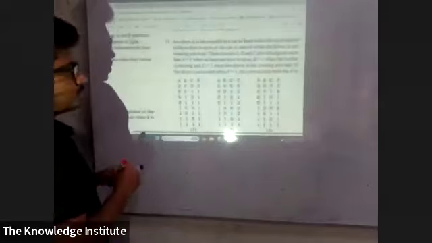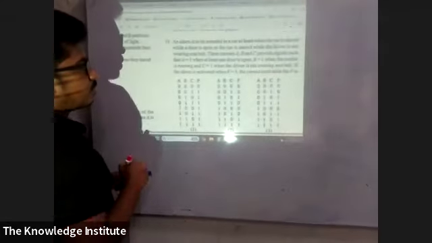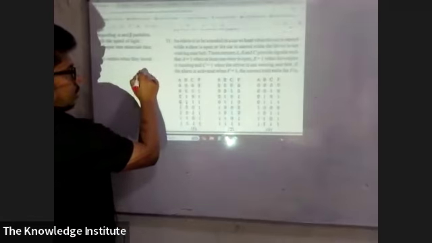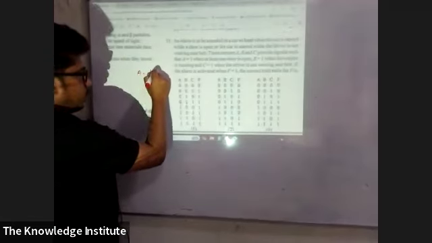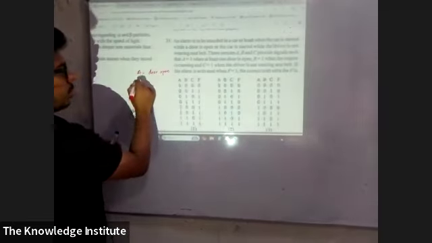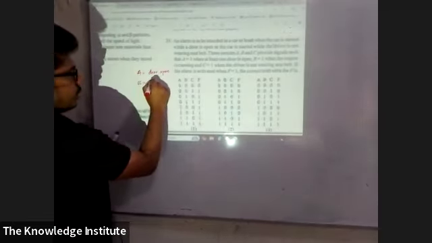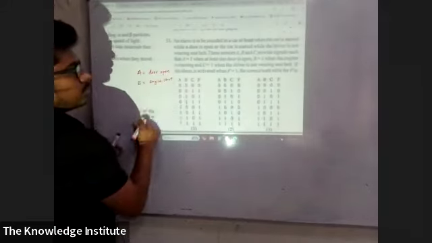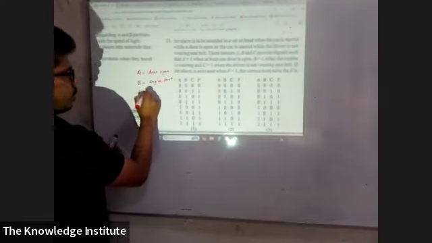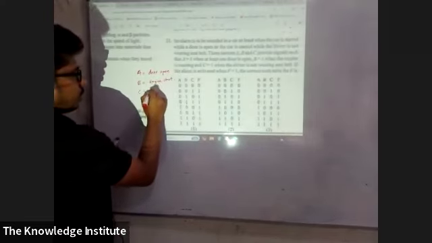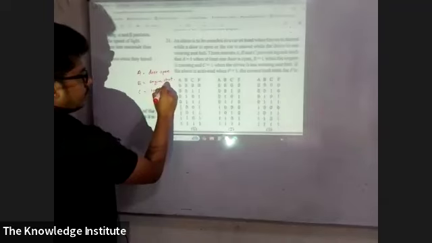So A, B, C. A is door open. B is engine running, engine on. C is not wearing seat belt, no seat belt.